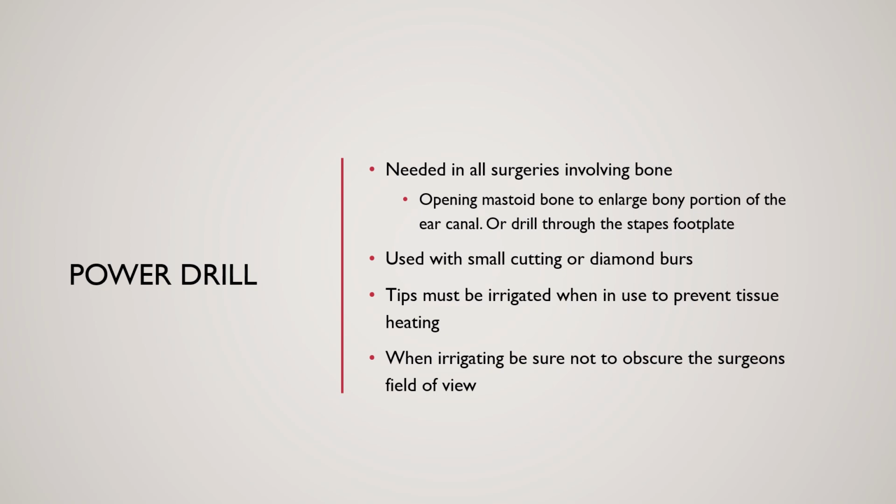They are used with small cutting or diamond burrs, which we will get into in detail when we hit the orthopedics chapter. The important thing to remember when using these is that the tips need to be irrigated when they're in use to prevent tissue heating. So when we are using these burrs against bone, we've got metal on bone spinning at a very high rate. Heat is produced and the tips of these burrs do get very hot. So normally what we will do, because we're usually working under a microscope at this point, is we will put a blunt needle onto a syringe and just drop some irrigation on top of that burr, a couple of drops at a time, to keep that heat down and to make sure we are not obscuring the surgeon's field of view.